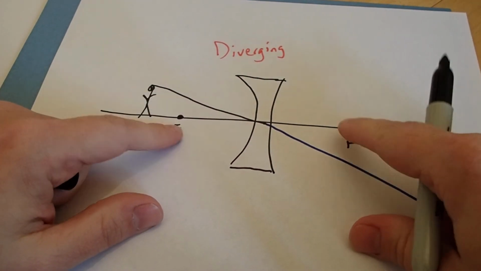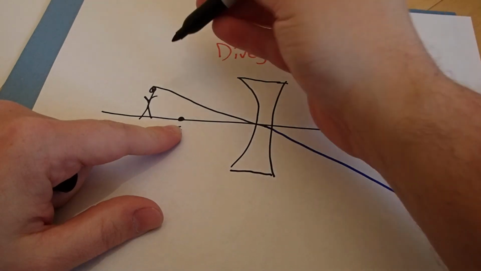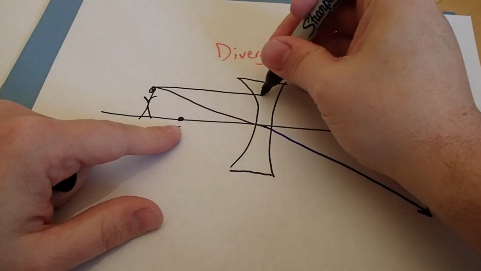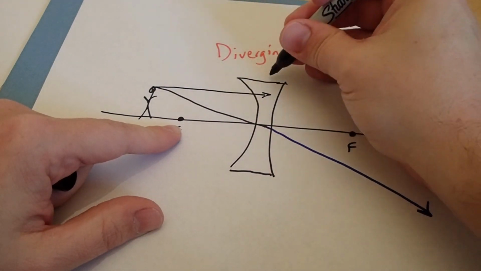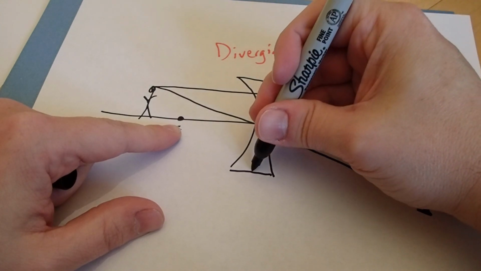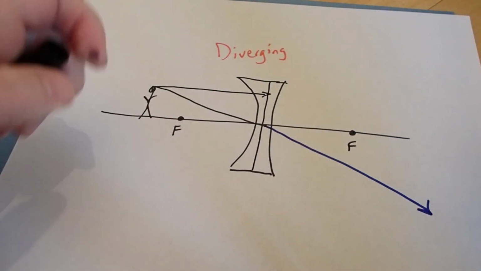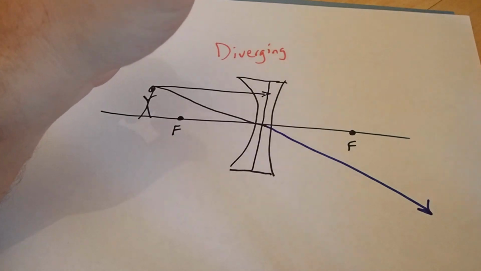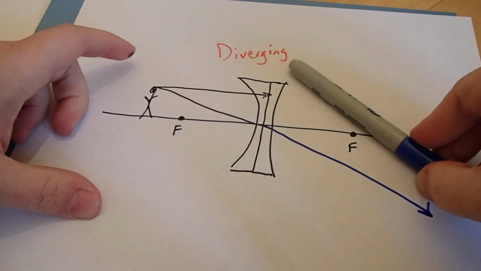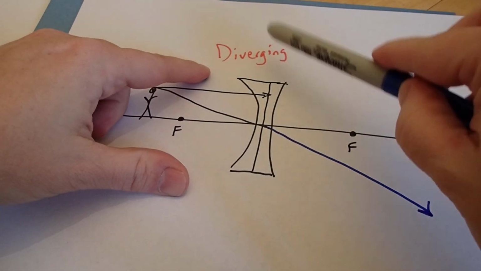Now, you don't know which focal point to go through per se right off the bat, so again, my advice is draw a parallel line and where it hits the center of the lens, okay? It's going to have to go through a focal point. Again, you got two focal points. How do I know which focal point it goes through? Well, it's a diverging lens.